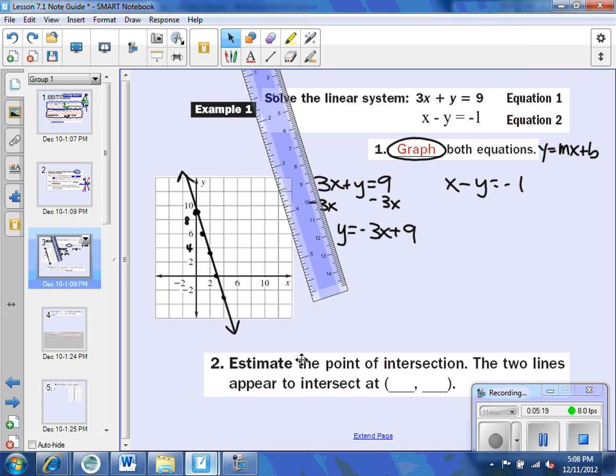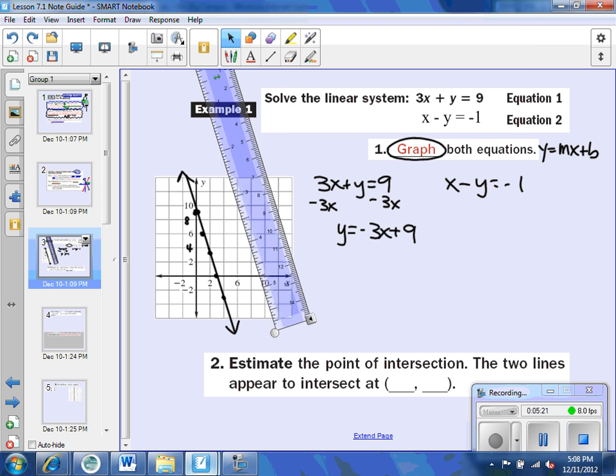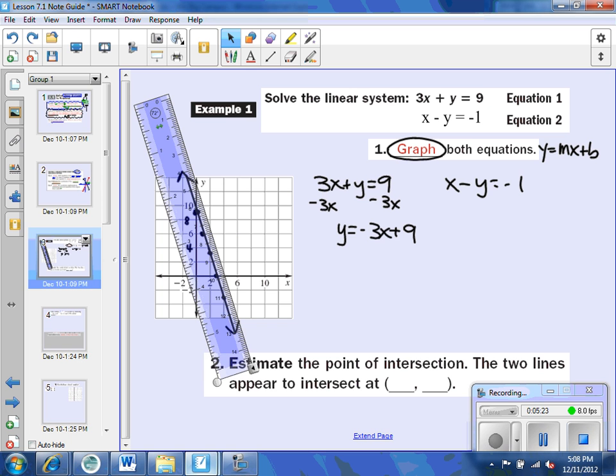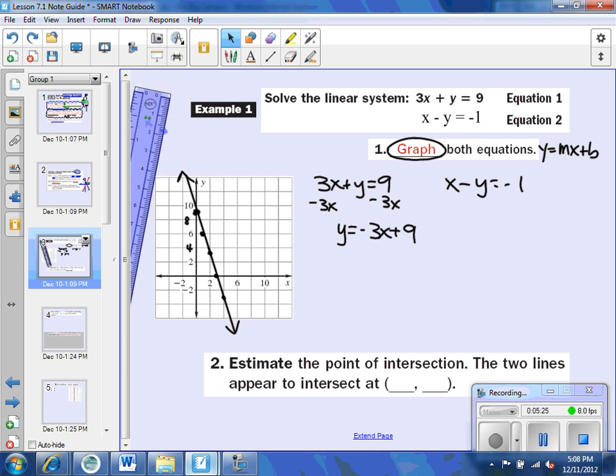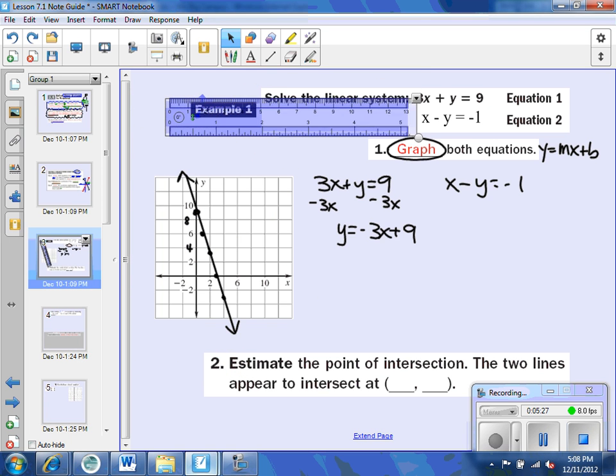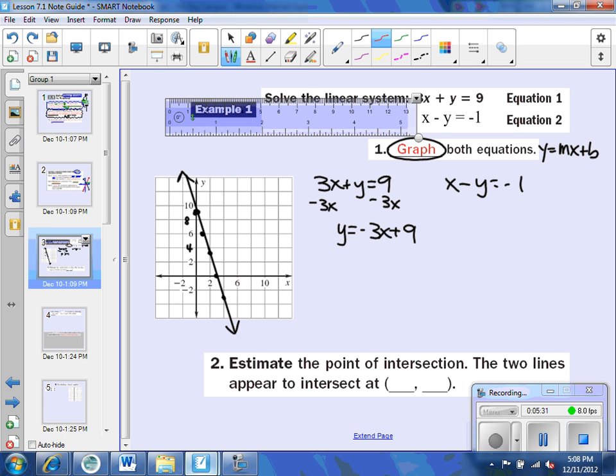Strongly recommend a straight edge here because your graph is going to help you find the solution. Be really nice if that were an accurate graph so you could have an accurate solution. Let's graph line number 2 now. So I need to get the y by itself, subtract x from both sides: negative y equals negative x minus 1, divide by negative 1, and y equals x plus 1.